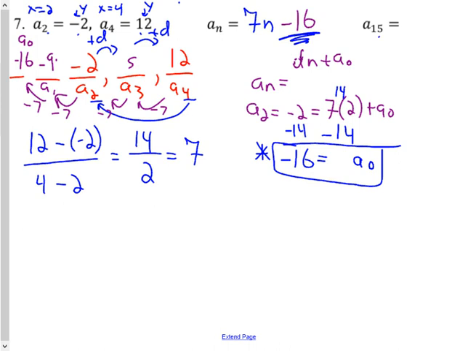And now I need to plug in 15. So plugging in 15, 7 times 15 minus 16, I get 99 off the top of my head. Double checking, and 99 is not correct. I got 89. So 89. Double check. Yeah, 90 plus 15 is 105 minus 16. Okay. 89.